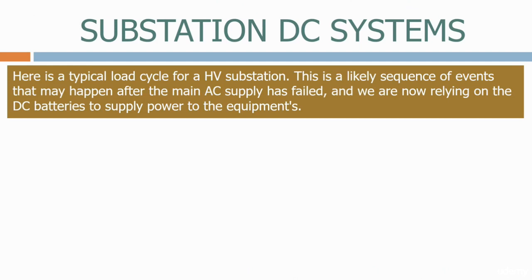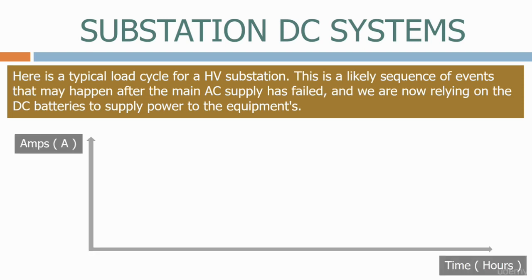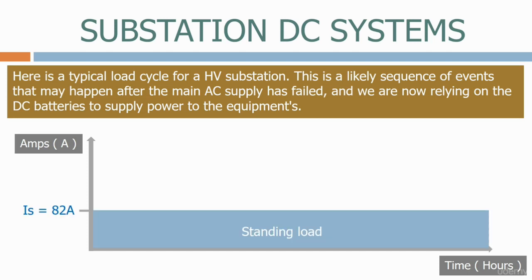Here is a typical load cycle for a HV substation. This is a likely sequence of events that may happen after the main AC supply has failed, and we are now relying on the DC batteries to supply power to the equipment. Firstly, let's create a graph with current in amps on the left-hand side and time in hours across the bottom. The first thing to add is the standing load. This is a fixed amount of current for the full duration of the battery discharge cycle. To calculate the standing load, we simply add up all the protection, SCADA, indication, and control loads on the system. In this case, we've made the standing load 82 amps.